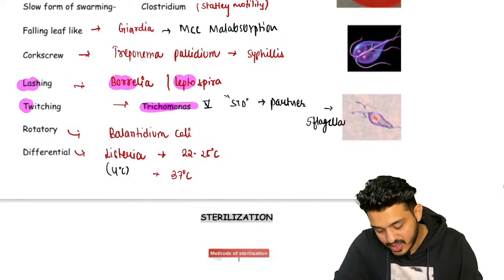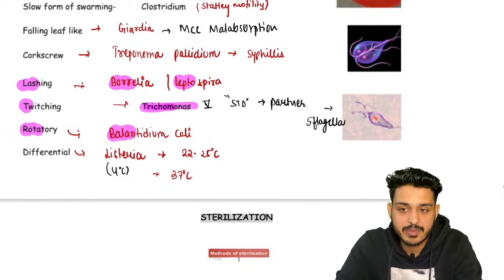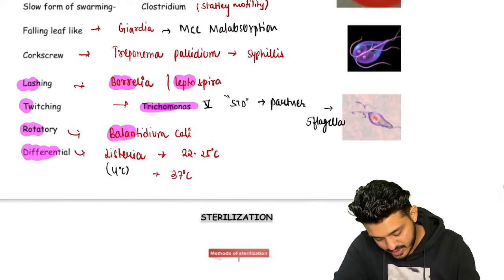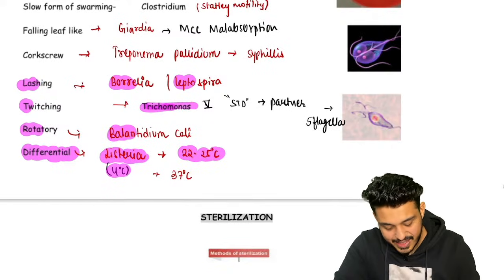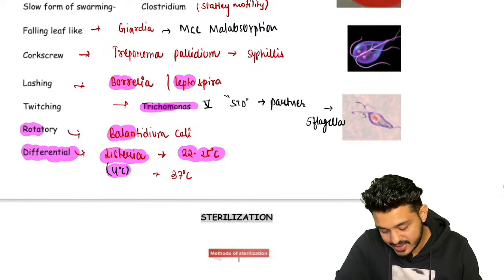Roti कैसे बनाओगे? That is going to be rota. Rota is going to be what? Belen से. That is going to be Balantidium coli, which can cause what? Diarrhea. And the most important question they have asked is about the differential motility. Your answer will be what? Listeria. Anytime they ask you about differential motility, remember Lisa auntie, right?